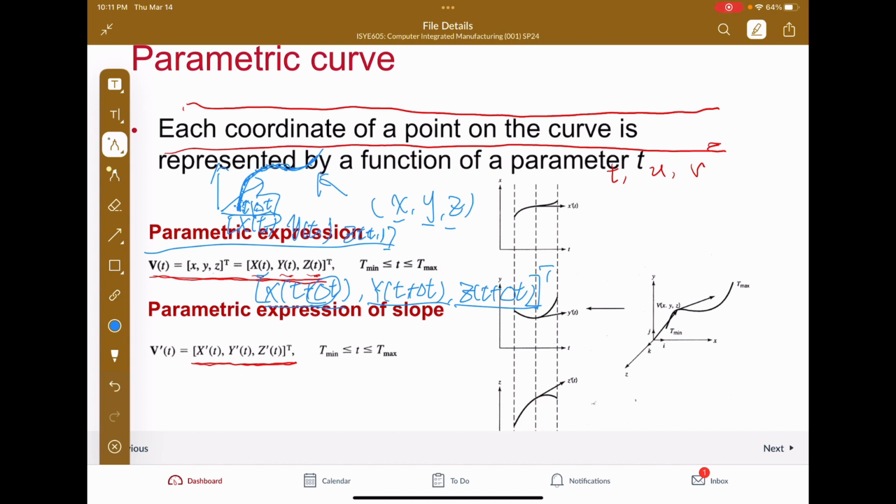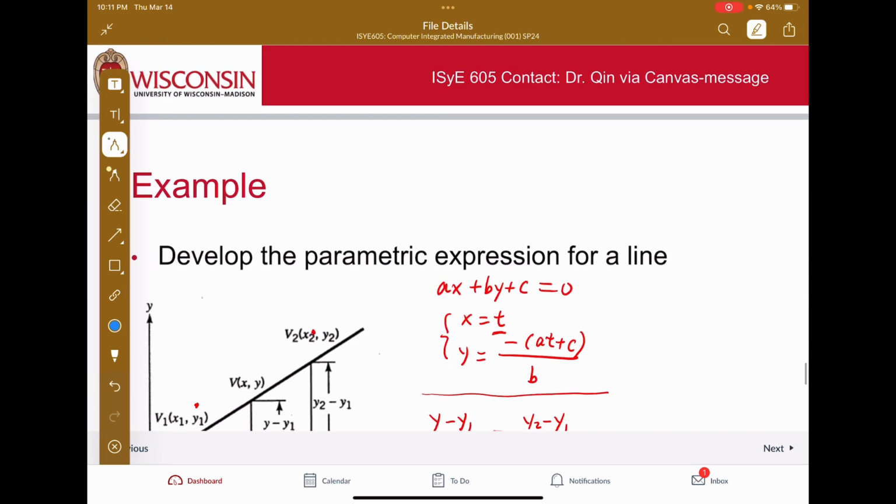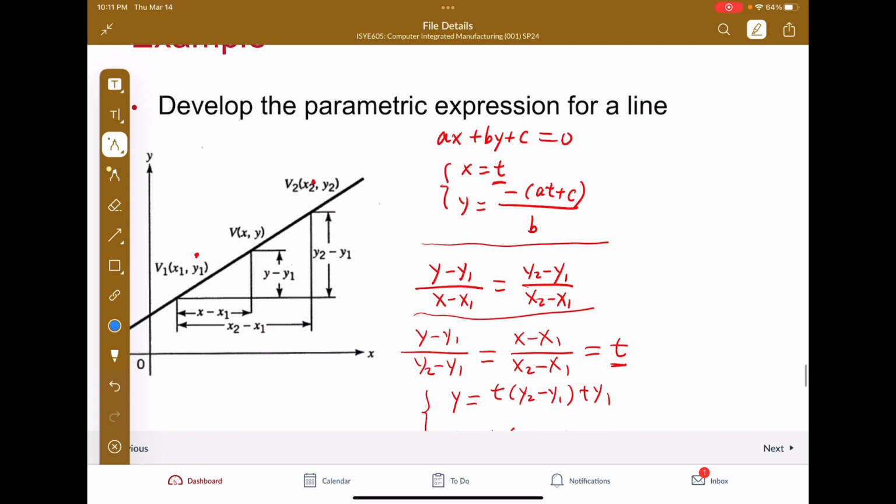So in that way, we can use an expression like this. Using t to represent x and y and z, we can describe the curves, right? This is another way. We call it a parametric expression. So same thing for the slope, we can also do the parametric expression. There are two examples that tell you how to develop a parametric expression.